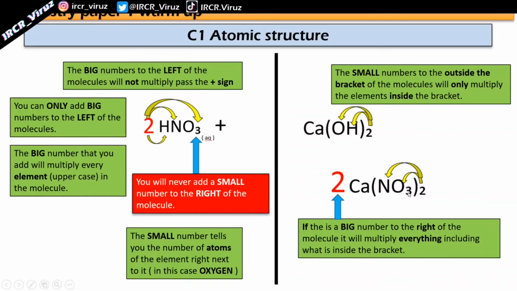And let's see, over here we've got a little number 3, which means there are 3 oxygens, but because you have a 2 outside the bracket, that means there are 6 oxygens instead.